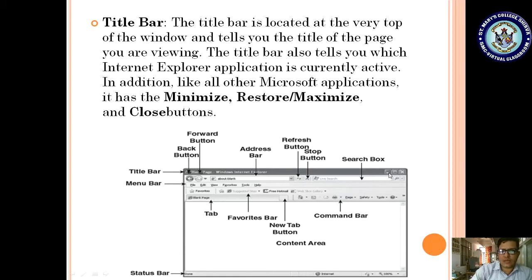This is a minimize button, this is restore or maximize button, and close button. By using this I can reduce the window to the taskbar, and if I click once again on the taskbar, the window will be open. Okay, and if you click the close button, the application will be closed completely. So this is about the title bar.